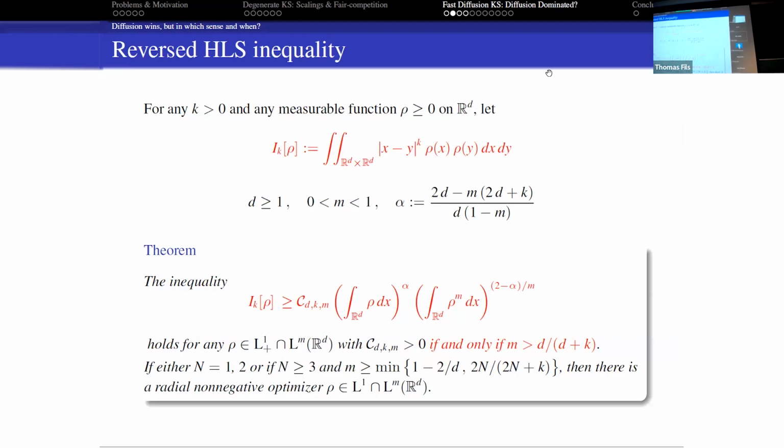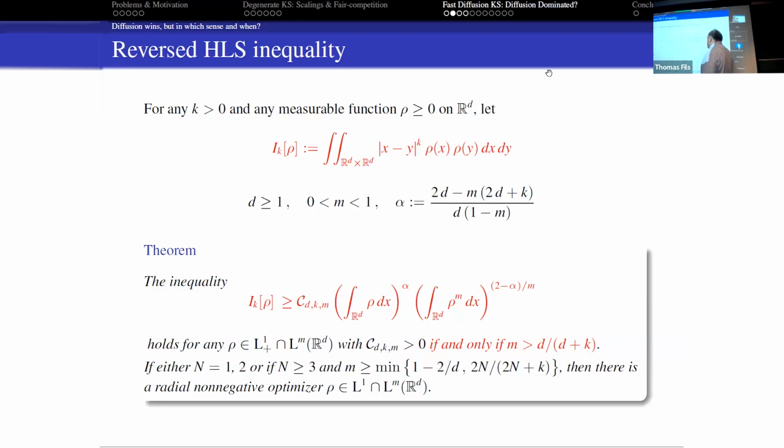And can we prove that in some range of m and k? In fact, you can. The interesting thing is that the range in which that kind of inequality is true, we prove it, is if and only if m is larger than d over d plus k, which has nothing to do, in principle, with 1 minus k over d. And it's an if and only if for the inequality.